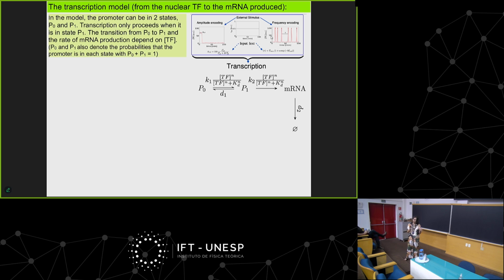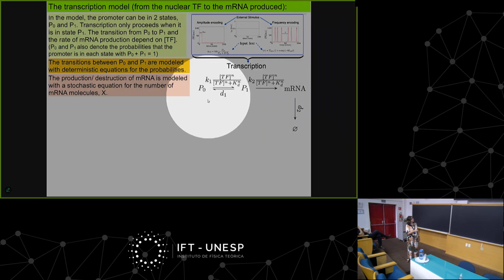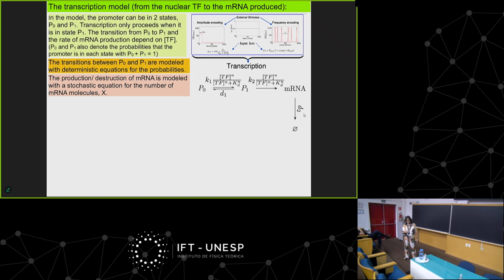And we abuse the notation in the sense that we call P0 and P1 both the states and the probabilities that the promoter is in each of the states. For the numerical modeling, the transition between the two states of the promoter we model deterministically, so we have equations for the probabilities. And then the production of mRNA we do with a stochastic equation. So we produce molecules one by one and also degrade, remove them, at a constant rate, D2. So one part is fully stochastic, the other is deterministic.